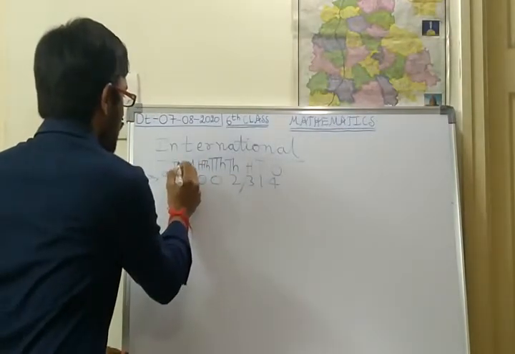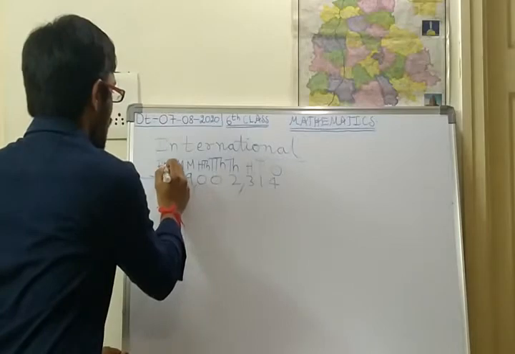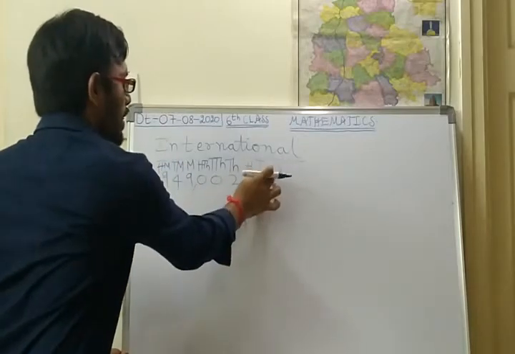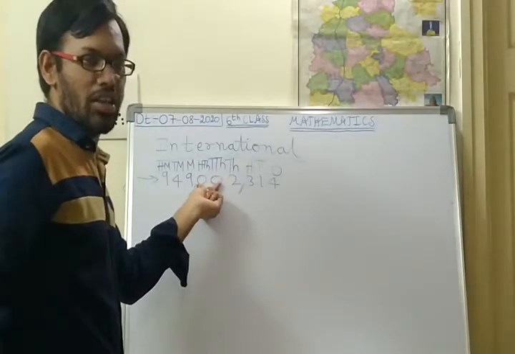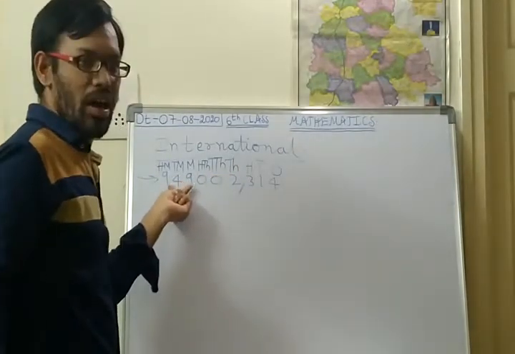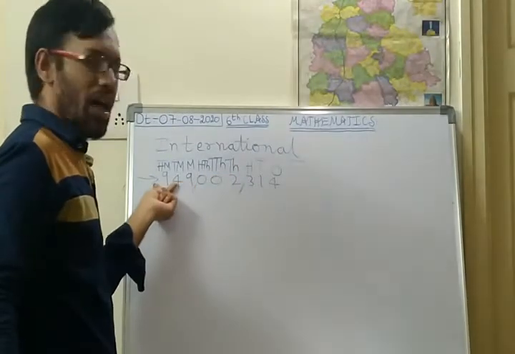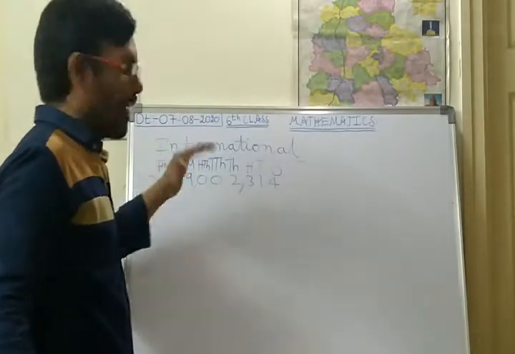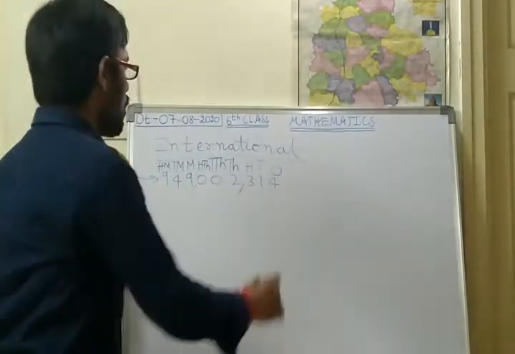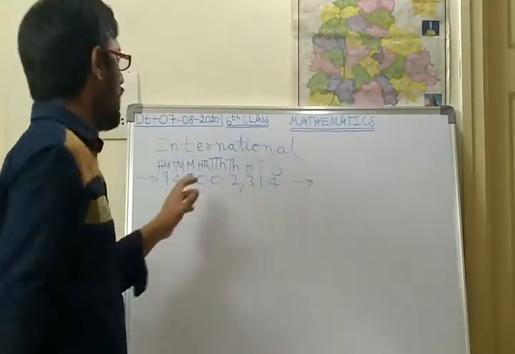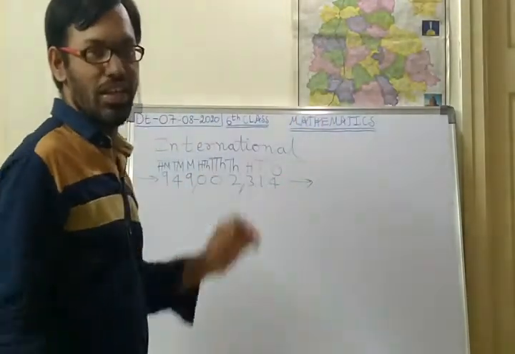10 million. Next, 100 million. Ones, tens, hundreds. 1,000, 10,000, 100,000. 1 million, 10 million, 100 million. So like this you have to identify the place names. Okay. After identifying place names, now you should start writing the number name for this international system of numeration number.